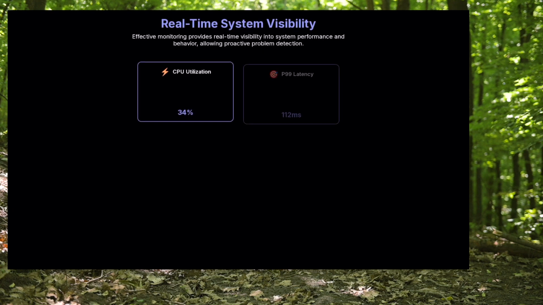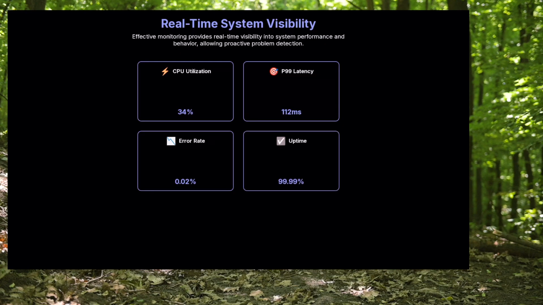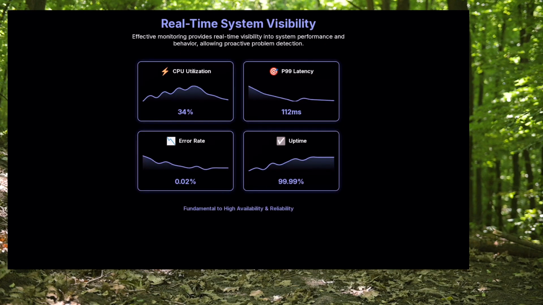Effective monitoring provides real-time visibility into your system's performance and behavior, allowing you to proactively identify and address potential problems before they impact users. This proactive approach is fundamental to maintaining high availability and reliability.